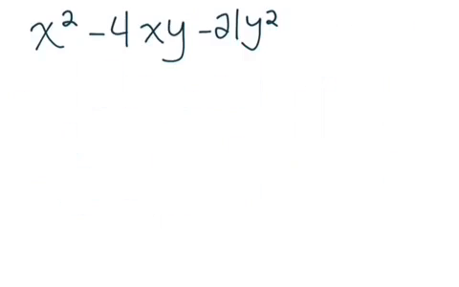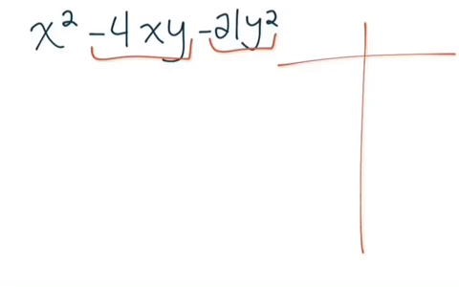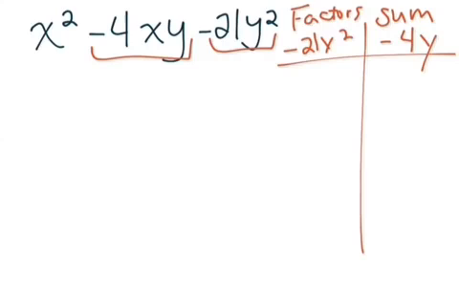Okay, and finally we're going to talk about what to do if there are two variables in your trinomial. It's still a quadratic trinomial, but now we have a y stuck in here. So as far as our factors and our sum, let's make our table over here. Now we need factors of negative 21y squared, and we need to sum it to negative 4y.